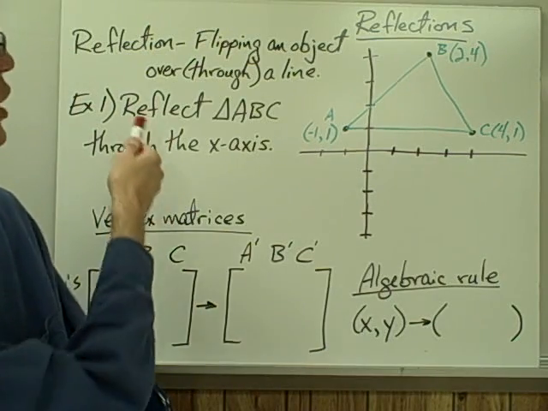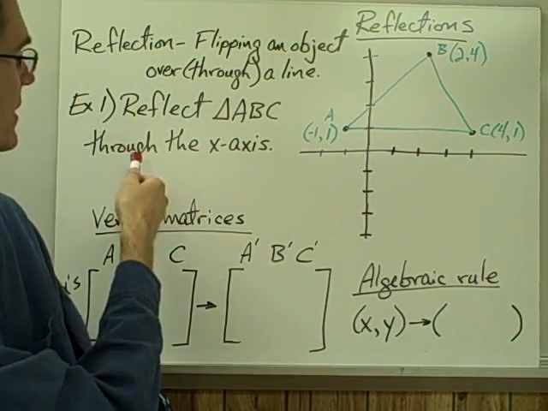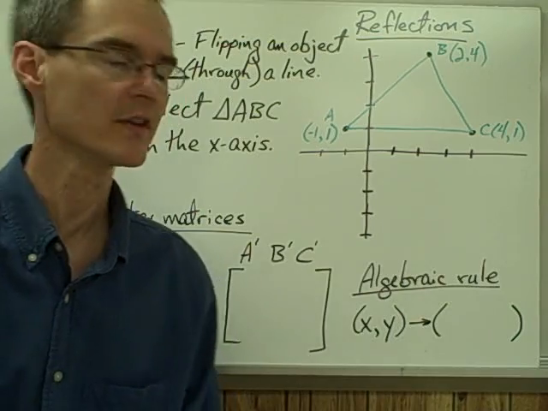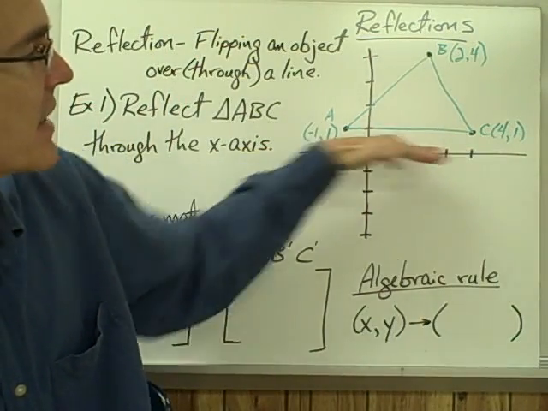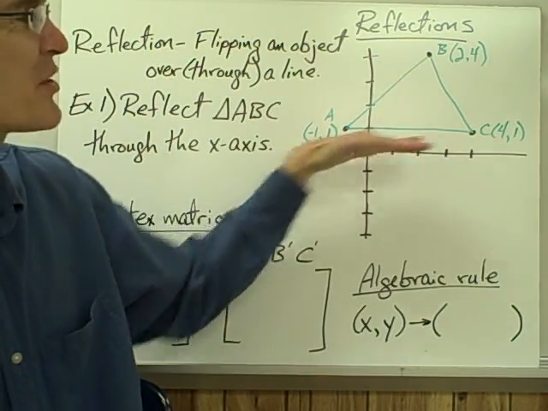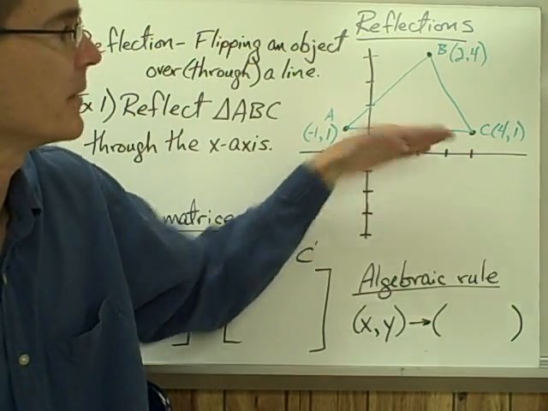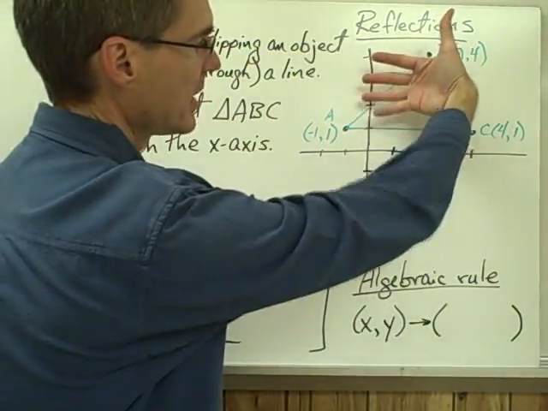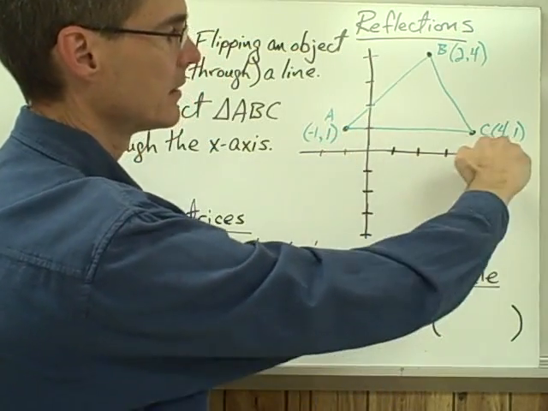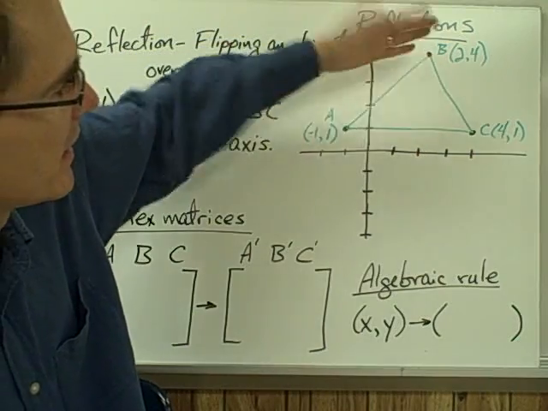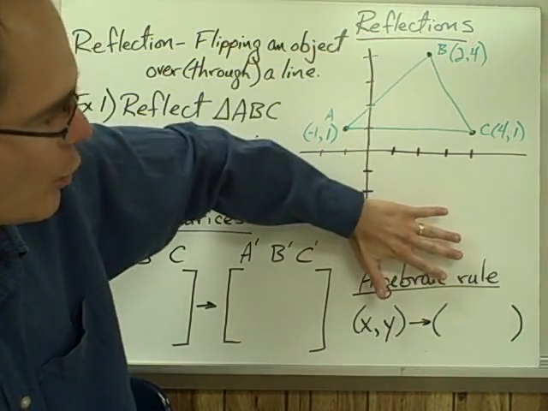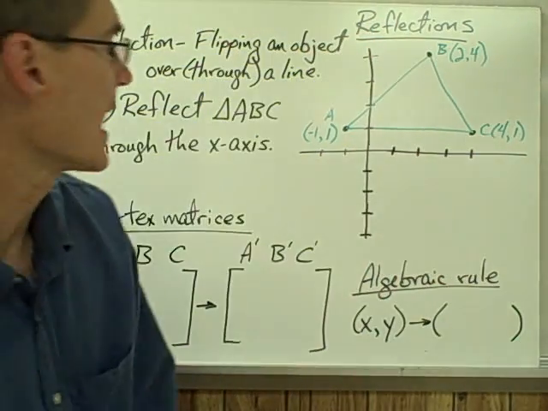Example number 1 says, reflect triangle ABC through the x-axis, or over the x-axis. So if you can kind of imagine the x-axis, that's the line we're going to flip our triangle over. Imagine there's a mirror on that line, and everything that's up here is going to be reflected through this mirror that's sitting on the x-axis. So essentially we're going to take this image that's right here, we're going to flip it over the x-axis.